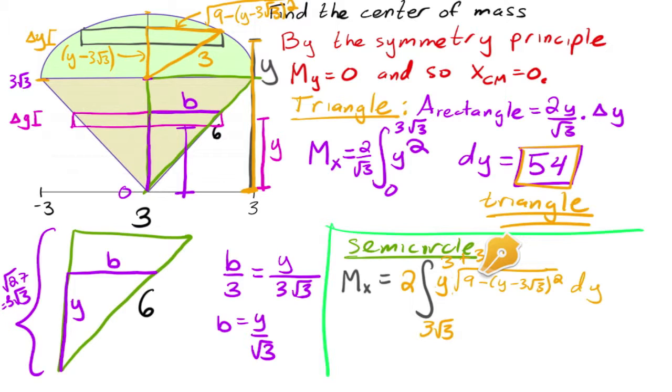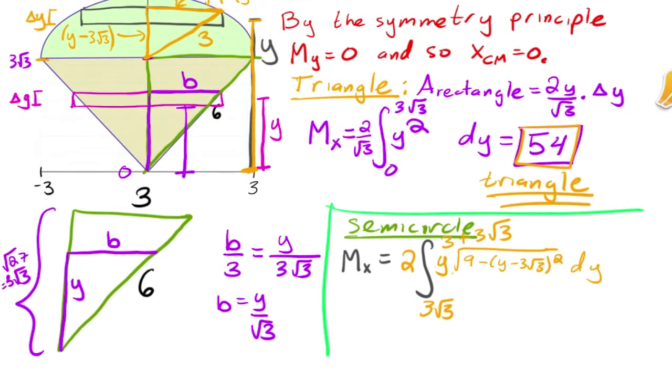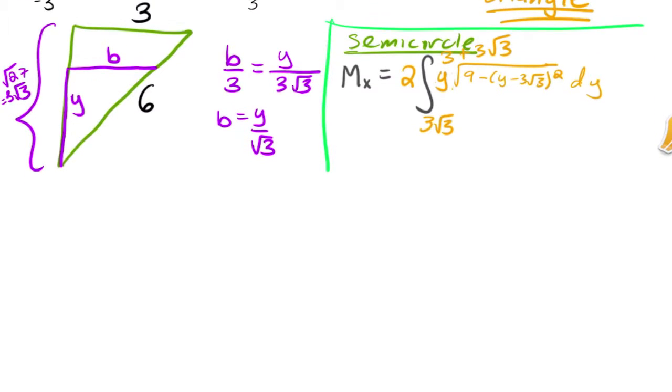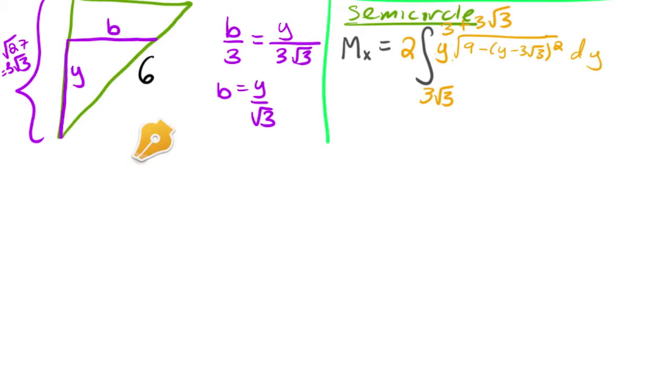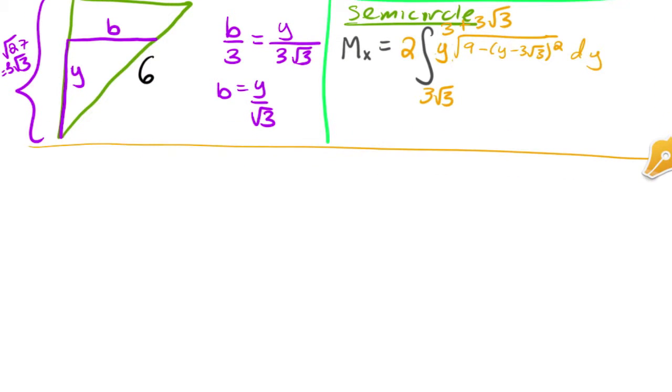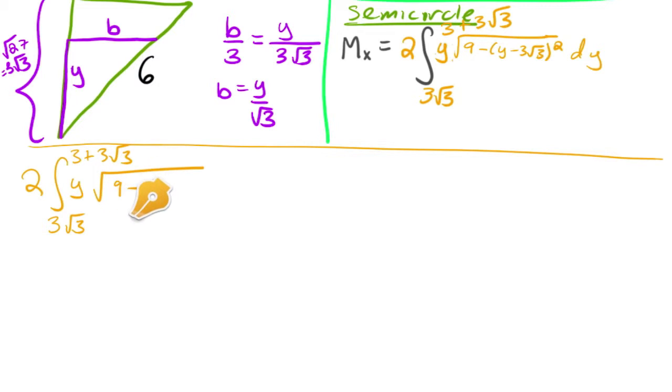So this is a pretty complicated looking integral. So this is going to take us a little while to do. So why don't we make a little room here for ourselves. Okay, so I'm going to rewrite the integral. So I have 2, the integral, 3 root 3 to 3 plus 3 root 3, and then y square root of 9 minus (y minus 3 root 3) squared dy.